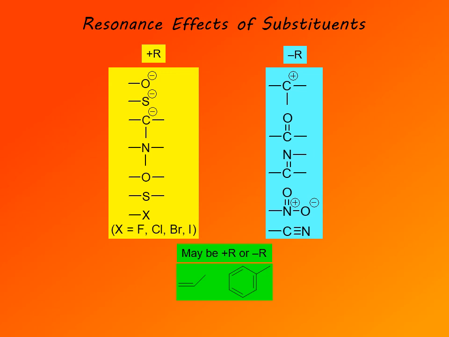Finally, at the bottom, in a green rectangle or green field, substituents that are shown are substituents that could exhibit either positive or negative resonance effect. They are capable both of electron donation and electron withdrawal through pi bonds. Sometimes we say that they serve as electron buffers. So whatever is needed, they may donate or withdraw electrons, whatever substrate needs to undergo a reaction.